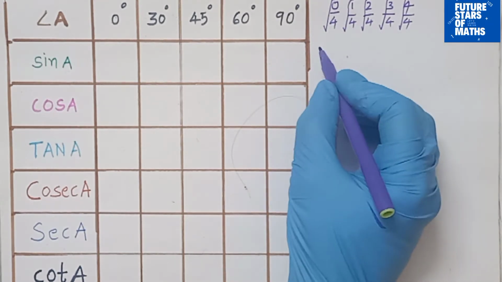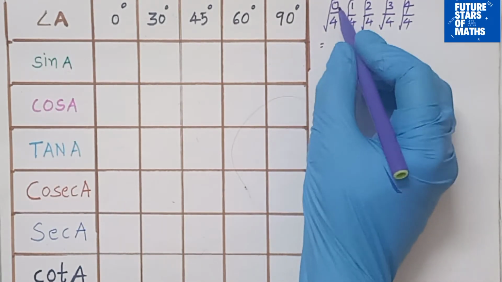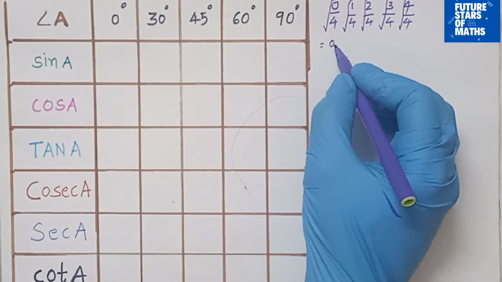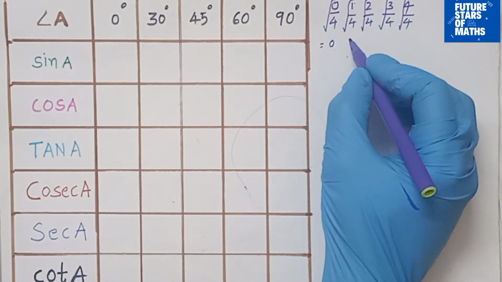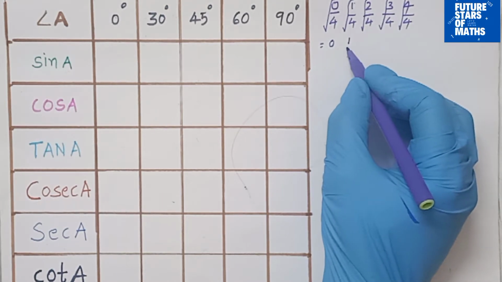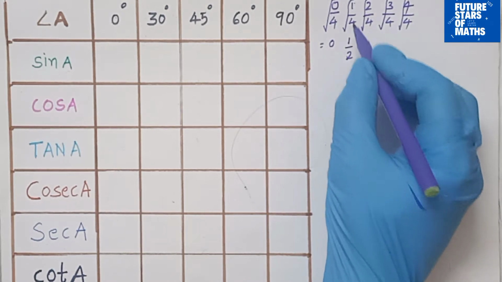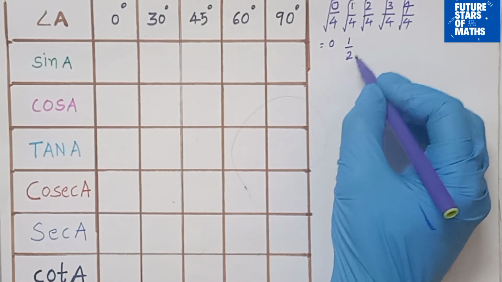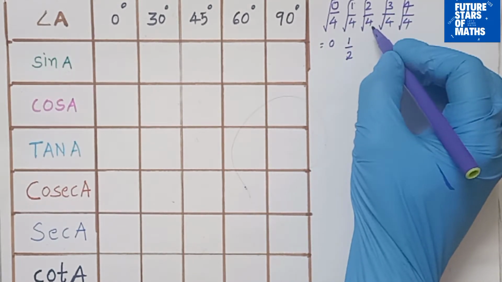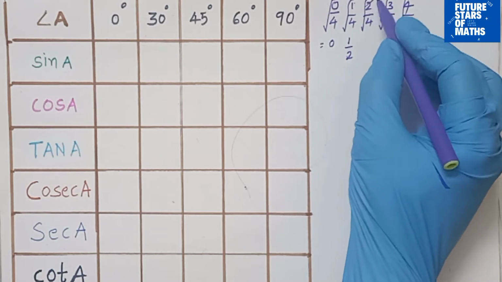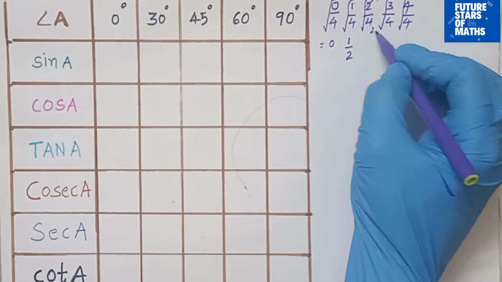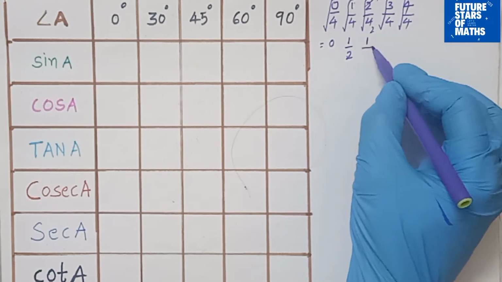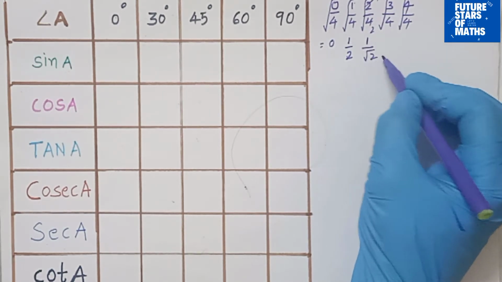So what will be the answers for this? Root of 0 will be 0. 0 by anything will be 0. Then root of 1 is 1 and square root of 4 is 2. Since it is 2 square, square and root get cancelled and we will get 1 by 2. Here 2 by 4 is there. So when we cancel this, 2 ones are 2, 2 twos are 4. So square root of 1 is 1 by this root 2.